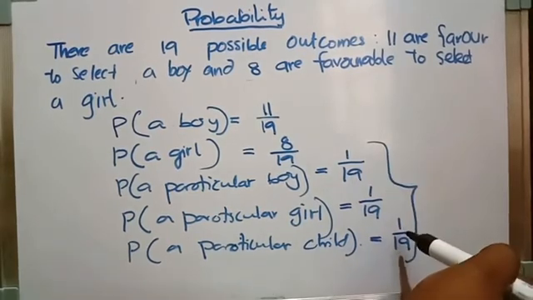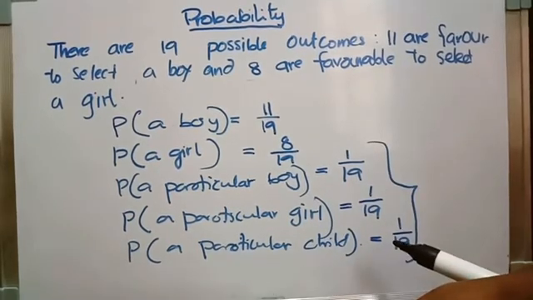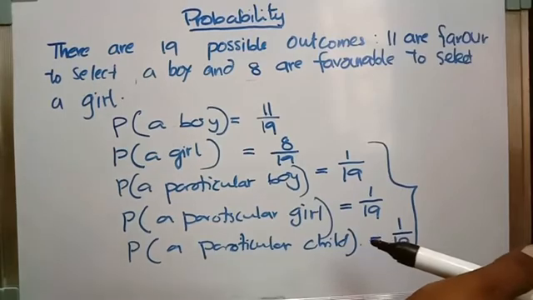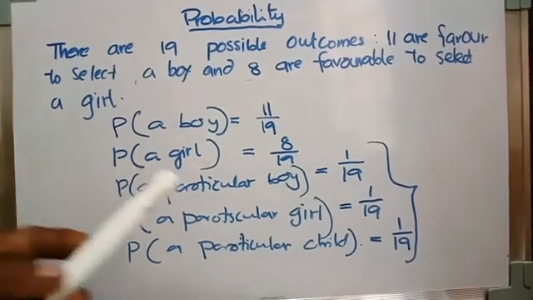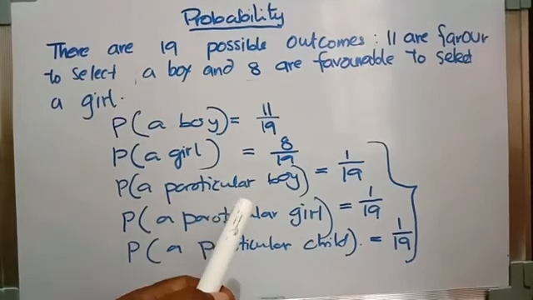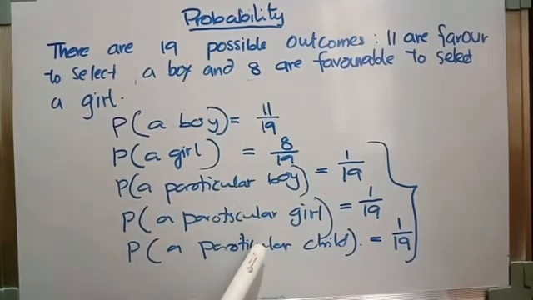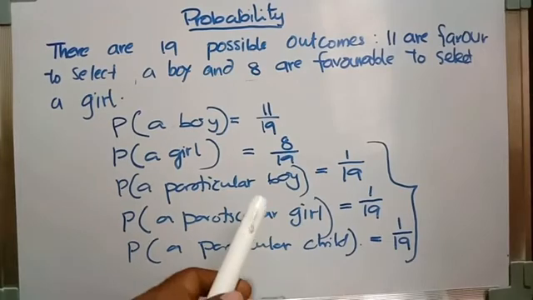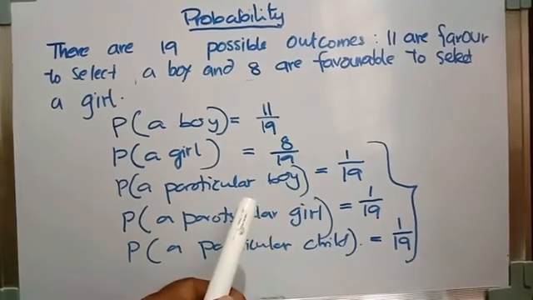So such conditions can be called as equiprobable. Okay. So the events such as selecting a particular boy or a particular girl or a particular child are equiprobable events.